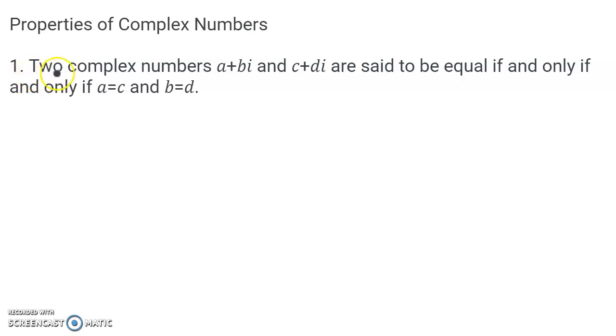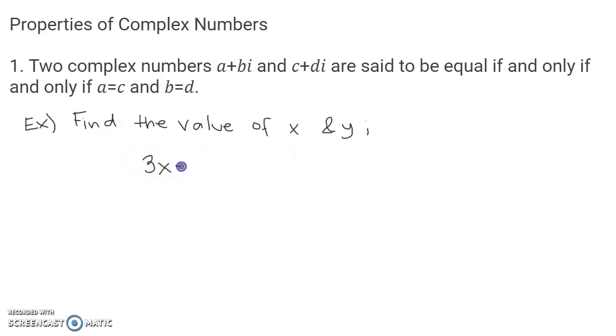First property: two complex numbers a + bi and c + di are said to be equal if and only if a equals c and b is equivalent to d. So, example: find the value of x and y given that 3x - 2i is equivalent to 6 + yi.